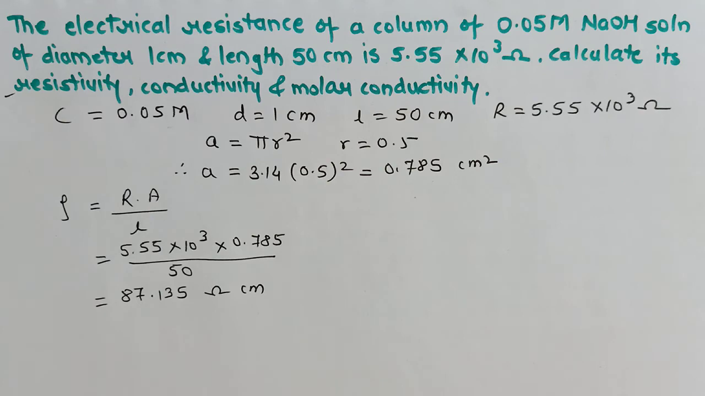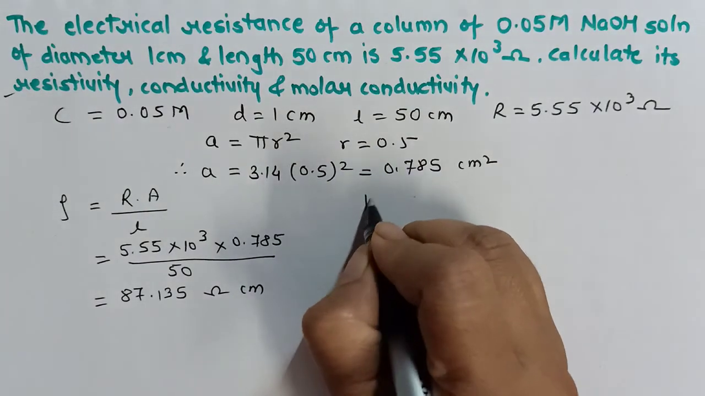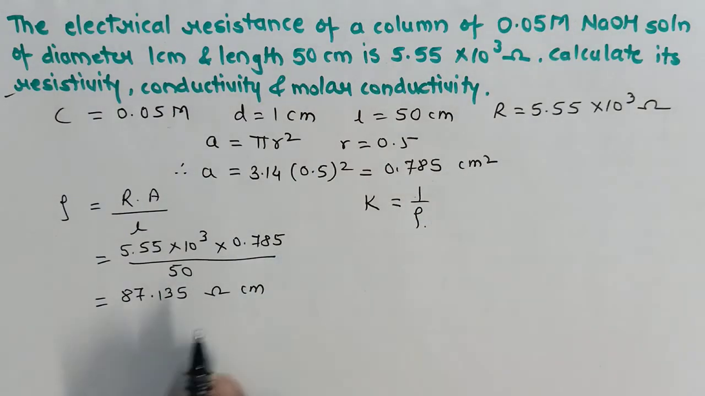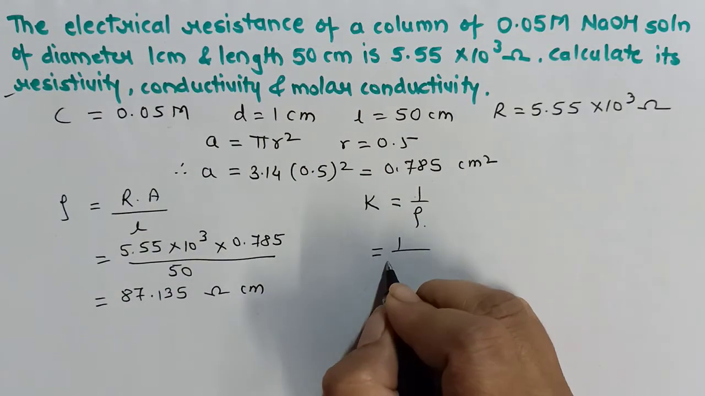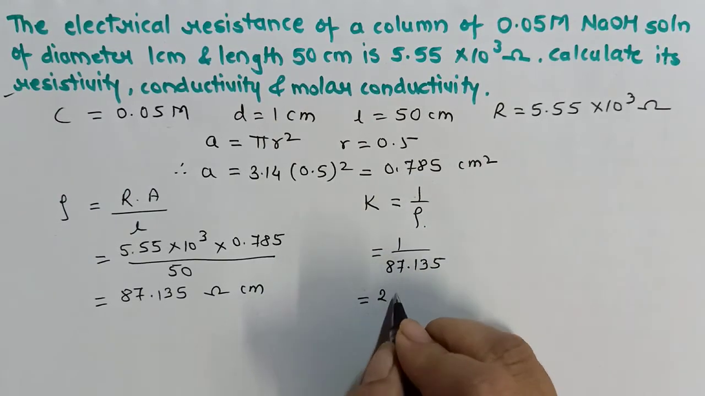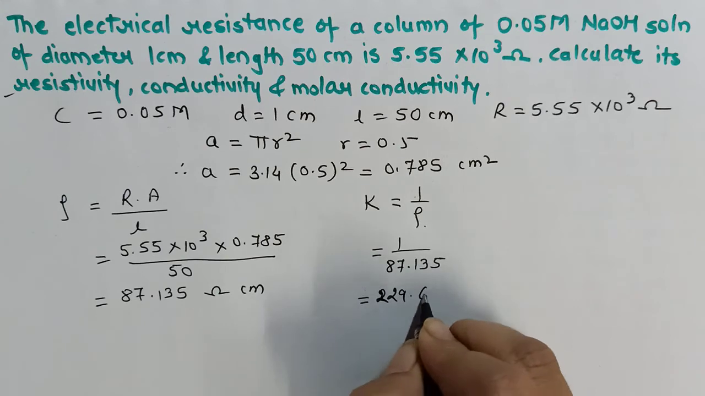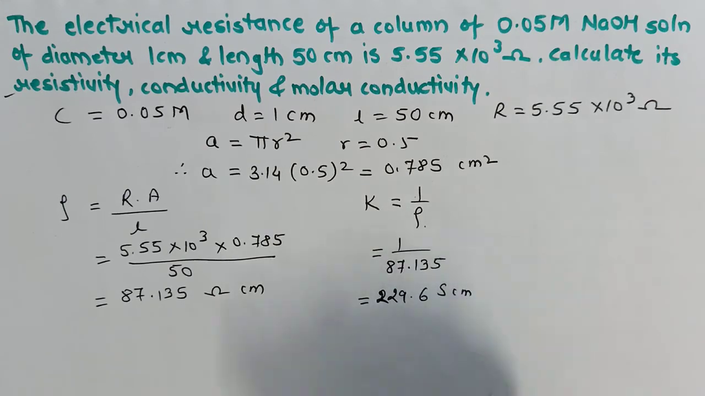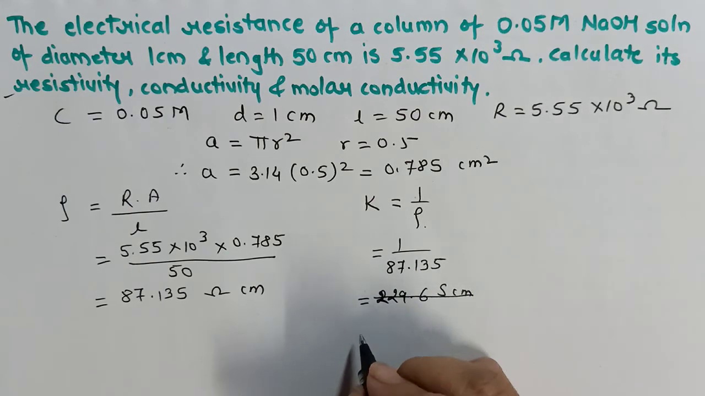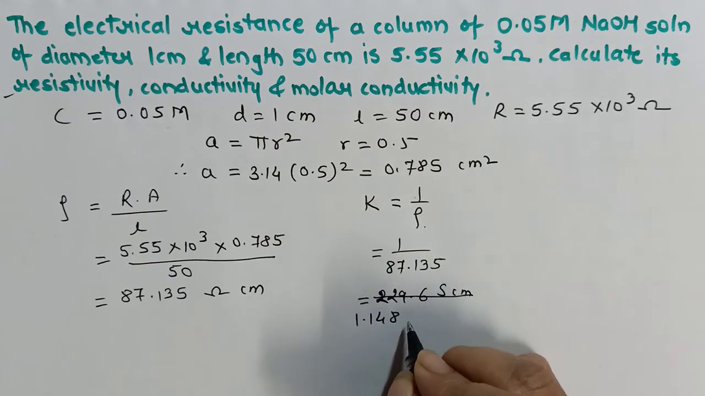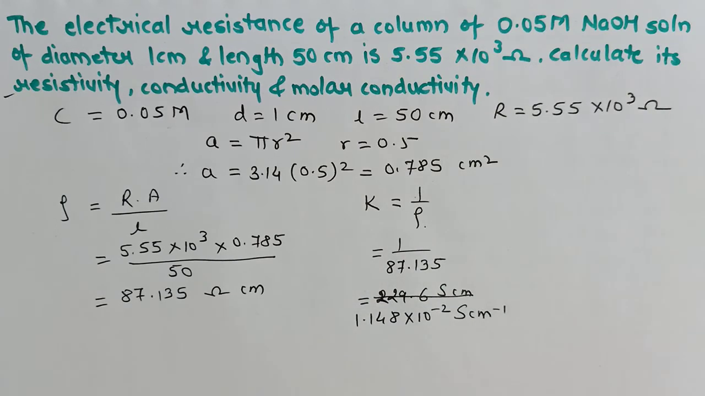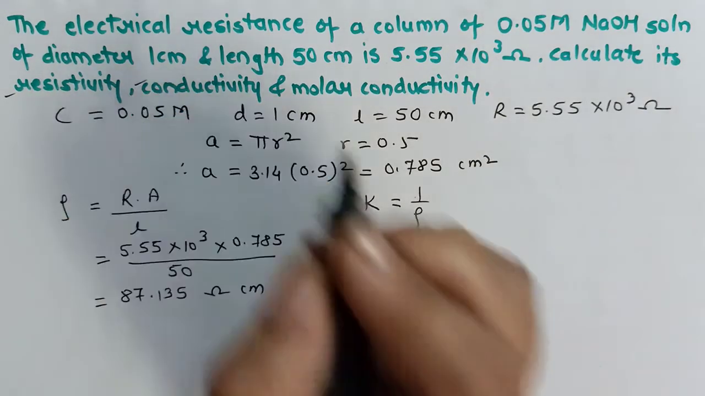Now we are supposed to calculate the conductivity. Conductivity is K. K equals 1 by rho. So directly I will take this value, 1 upon 87.135. This comes to be 229.6 Siemens. Sorry, this is not the answer. The answer will be 1.148 into 10 to power minus 2 S centimeter inverse. So conductivity is also calculated.